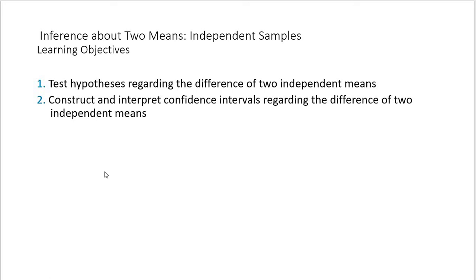We studied before inferences about two population proportions, and now we're going to discuss the inference about two means for independent samples, of course. So we're going to test hypotheses regarding the difference of two independent means and construct and interpret confidence intervals regarding the difference of two independent means.